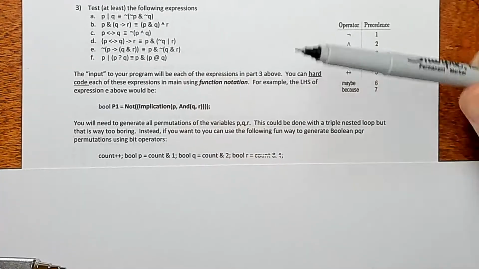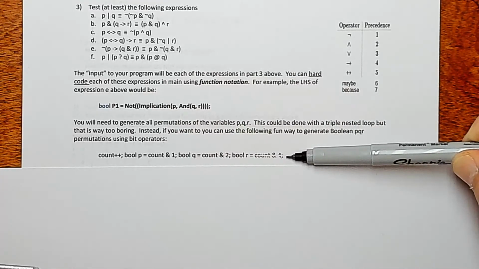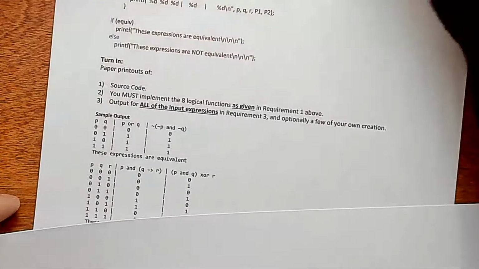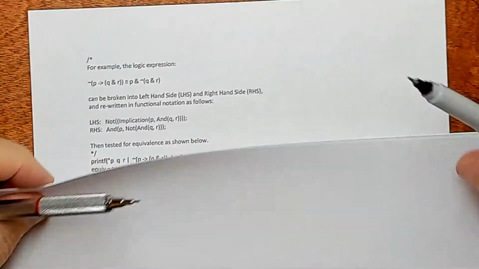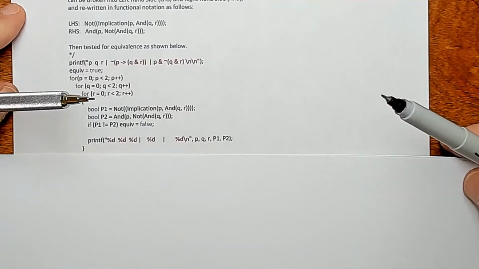So you need to generate all the permutations of P, Q, and R, and I've given you a little hint on how you could do that with simple counting, but you could also use loops, which is what most students are most comfortable with. So here's the thing that I've given you to do that first. I've given you some code.